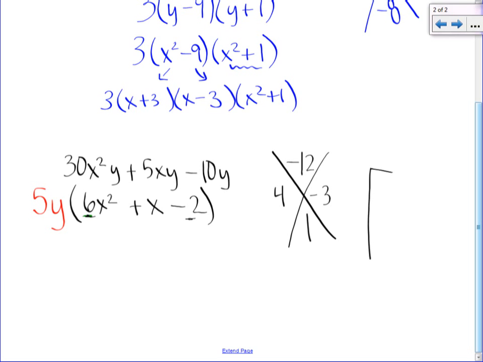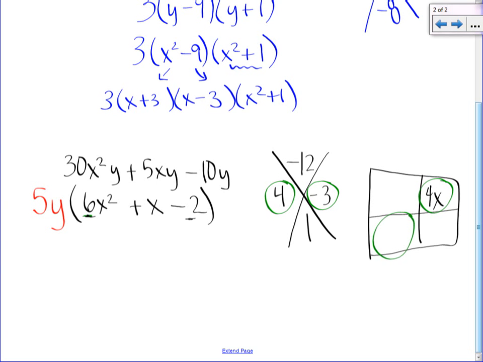So now we draw our window. These two numbers that we just found go in these corners. Okay, so it doesn't matter which one. And then we put whatever variable is on our middle term, which happens to be x, on those numbers. The original goes along this diagonal right here. Okay, so the original isn't the original because we've factored out this 5y. So we've got 6x squared plus x minus 2.